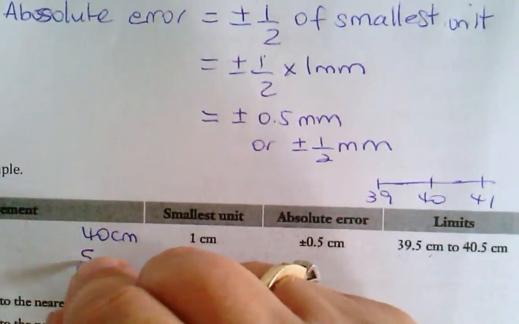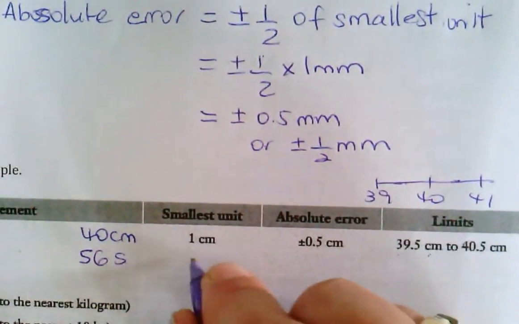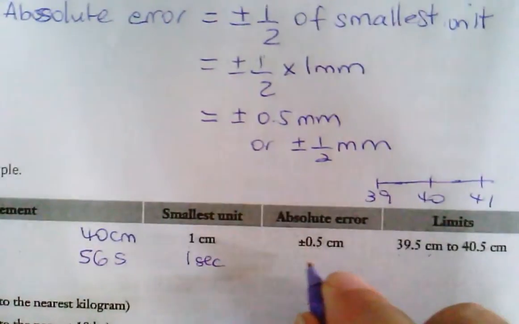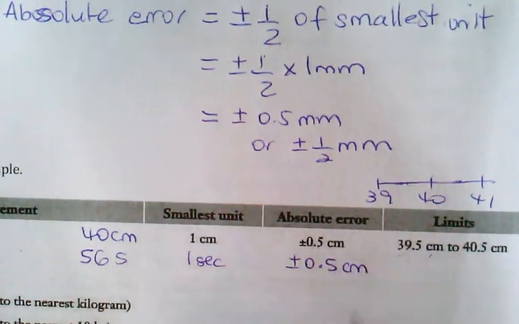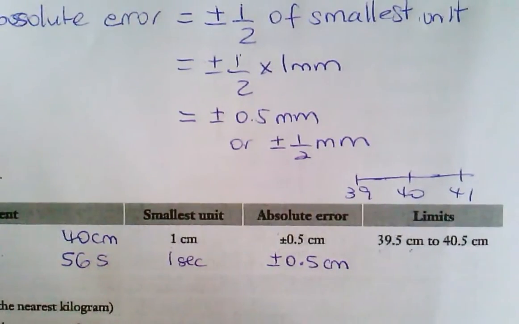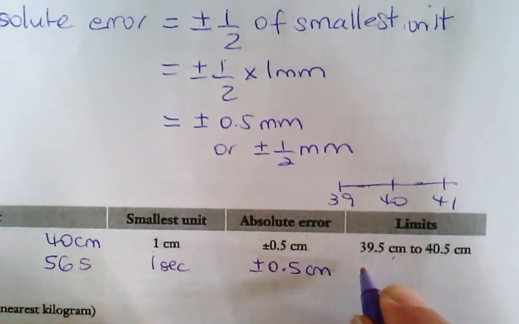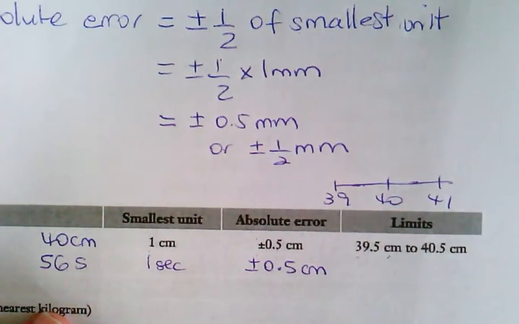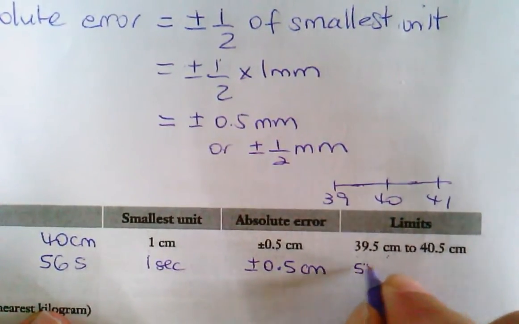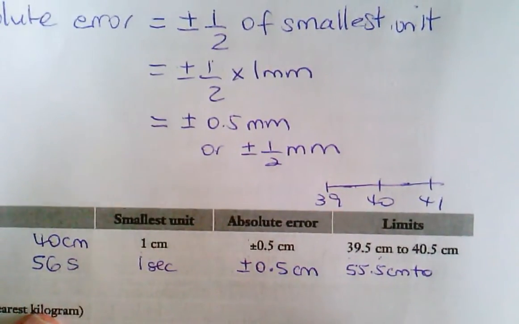The next one is 56 seconds. What's the smallest unit? It's 1 second. So the error is plus or minus half of 1, which is a half. Plus or minus half a second. So what could that 56 seconds actually be? The limits. So 56, what's the number before 56? So it could be 55 and what? And a half up to what?